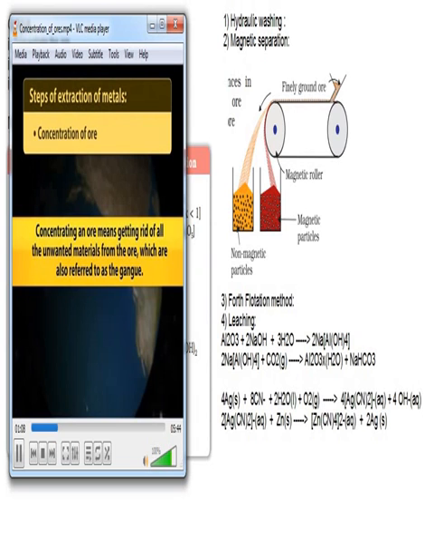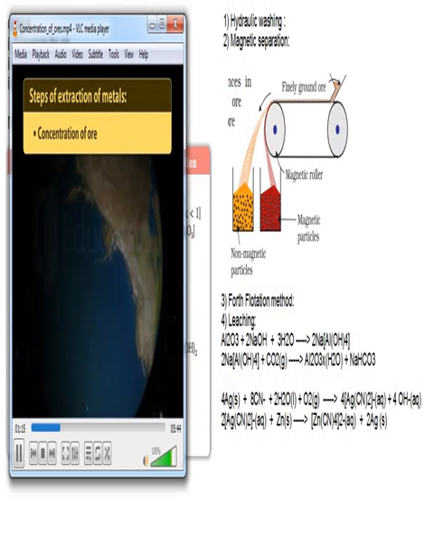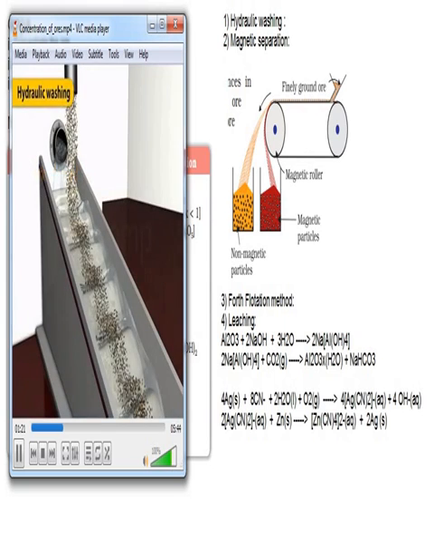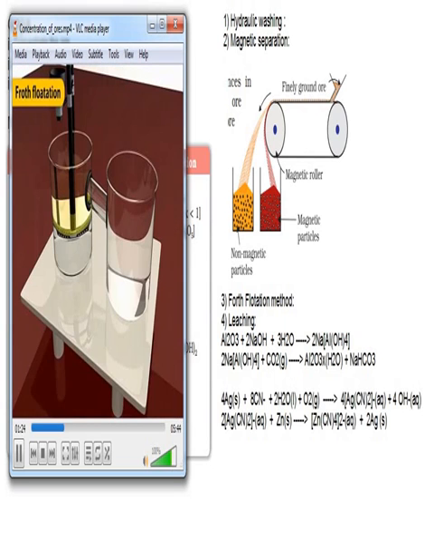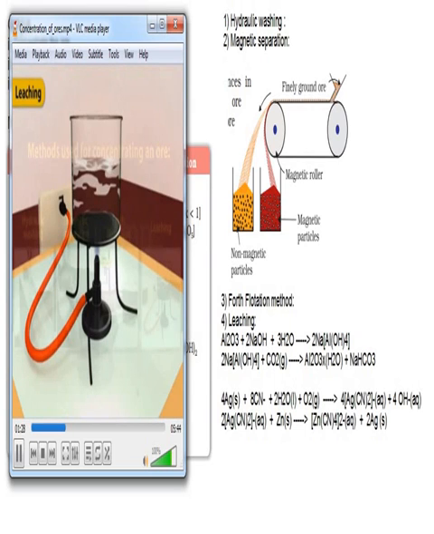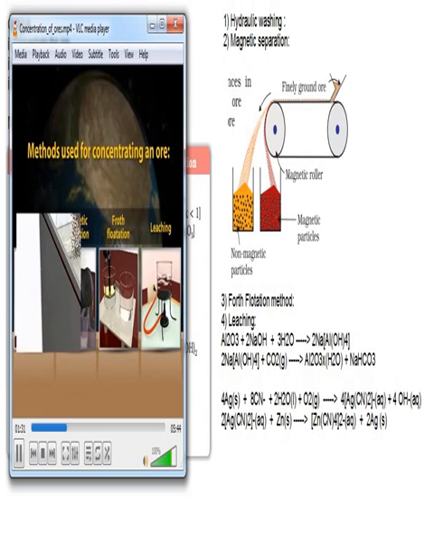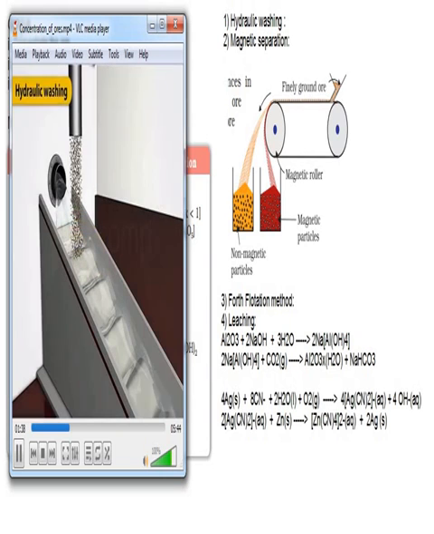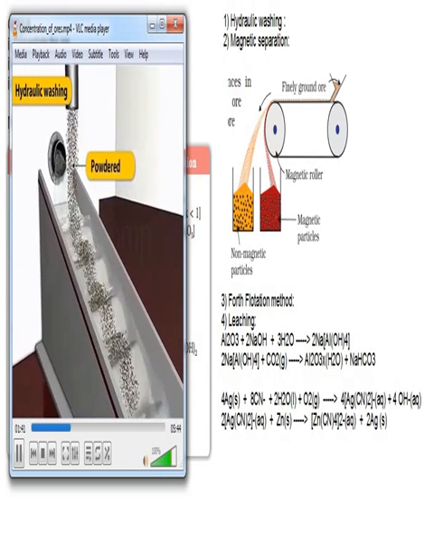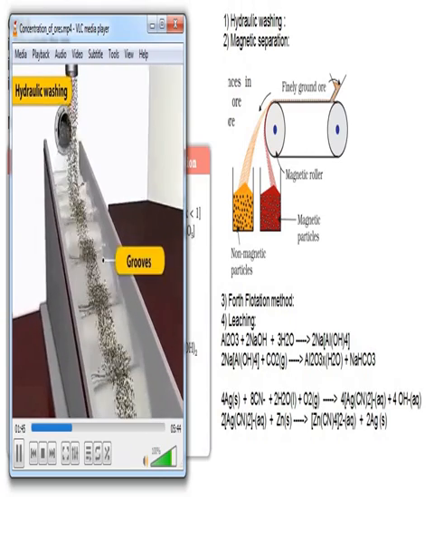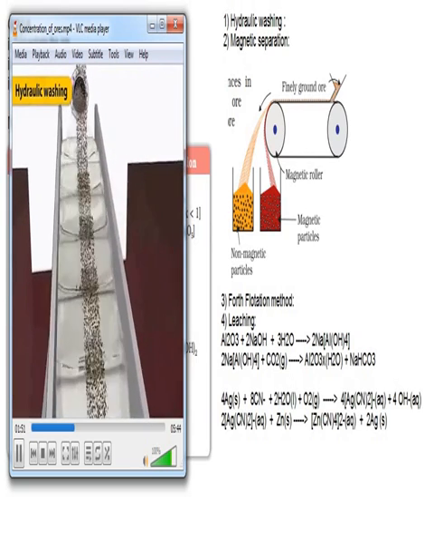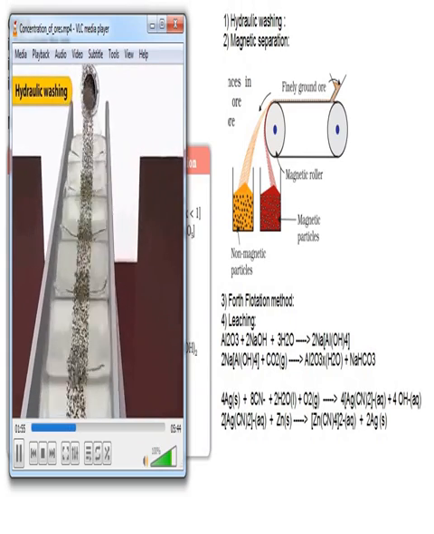Concentrating an ore means getting rid of all the unwanted materials from the ore, which are also referred to as the gangue. Depending on the properties of the ore and its gangue, the methods used for concentrating an ore may include hydraulic washing, magnetic separation, froth flotation, and leaching. Let's first learn in detail about hydraulic washing, which is based on the difference in the gravities of the ore and the gangue particles. In hydraulic washing, powdered ore is spread on a sloping floor having grooves. When a stream of water is allowed to flow over the ore, lighter gangue particles get washed away, leaving the heavier ore particles behind within the grooves.